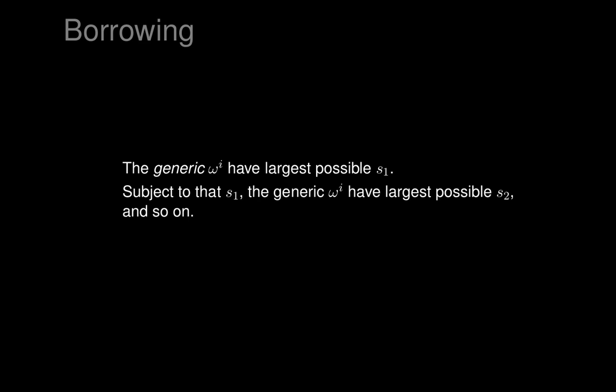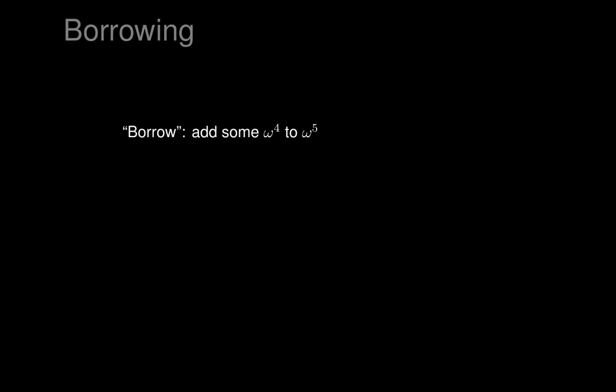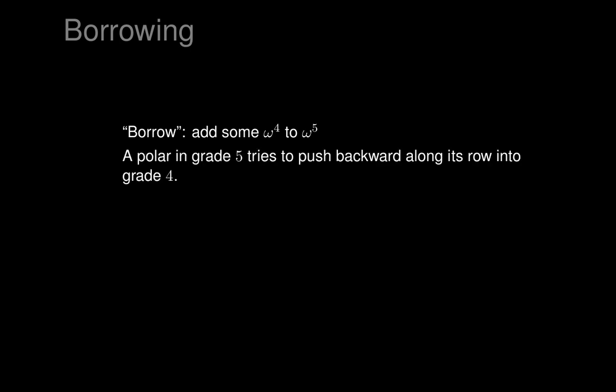So it won't necessarily have the largest possible S2 among all of them, but among all the ones with a given S1, and so on and so forth. So what we're going to do is to borrow by adding multiples of omegas to other omegas. Let's see what happens when you do that. Imagine we have some enormous exterior differential system. I won't write one out, but just imagine some huge thing. And we borrow by adding some small multiple of omega 4 to omega 5. So you picture a huge exterior differential system, enormously many pis and omegas, a giant tableau, and somewhere in there we found some polar, and we're not happy with it, so we add a little bit of omega 4 to omega 5, some small multiple.